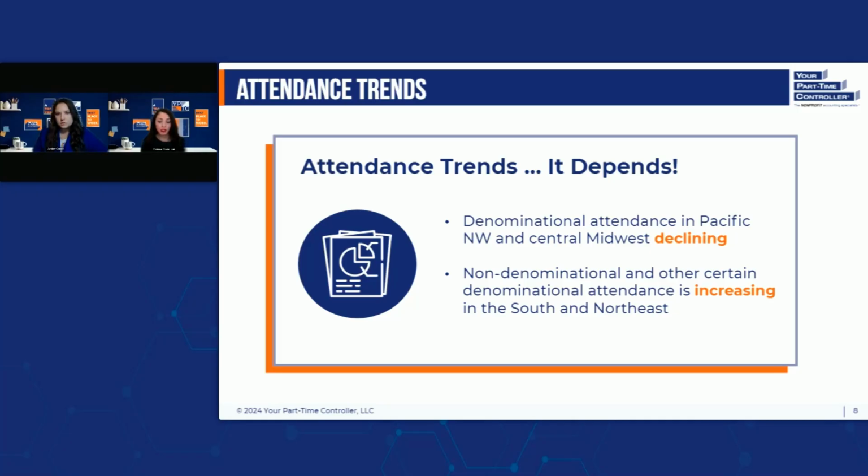For denominational attendance, the Pacific Northwest and the Central Midwest are overall declining. We have an anecdotal case of a Lutheran church in the Midwest, for example, that during COVID lost 45% of their attendance. And as we know, it's been a couple years since COVID, and they are still experiencing a 30% decrease in their attendance. On the other side of that, we also want to acknowledge that some faith-based organizations are increasing in their attendance. Overall, what we're seeing is that for non-denominational churches and certain specific denominational churches and mosques, attendance is increasing in the South and in the Northeast.